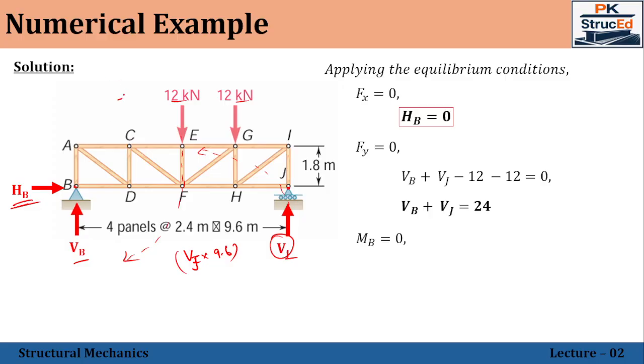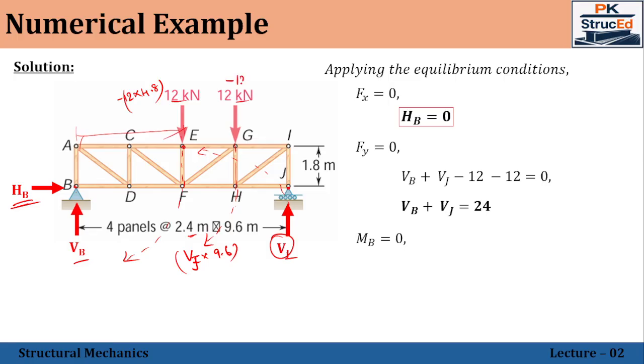So minus 12 into the perpendicular distance from the point E to B. This is the perpendicular distance, that is 2.4 plus 2.4, which will be 4.8. Next, moving on with this other 12 kilonewton force, again the line of action is not passing through the point B. So it tends to rotate about the point B in the clockwise direction. Again, that is also negative.